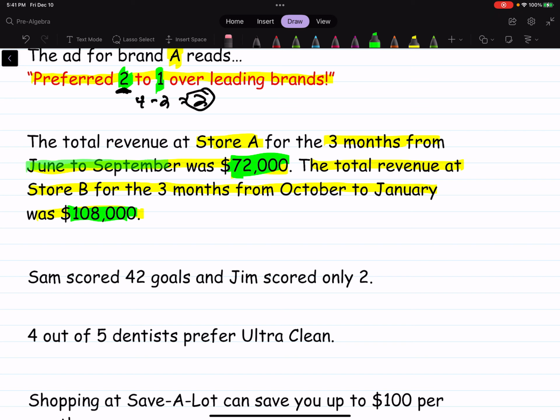Well, store A's data comes from June through September, and store B's comes from October through January. If you don't measure at the same time, you may have differences in buying patterns that really affect the data. And in this example, what happens in this time frame right here? Christmas. So there's a lot of buying going on in store B's measurement of their revenue for those 3 months. So it's misleading to compare these 2 numbers just because of the differences in the time factor.